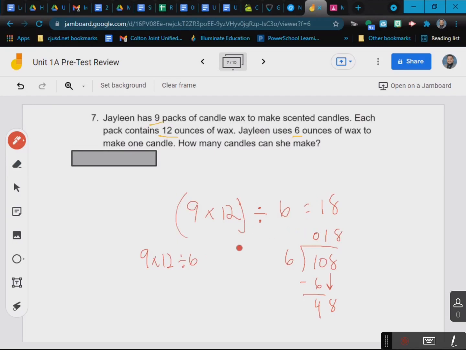So this whole thing is our answer. All right, this is what we should put in the blank spot. All right, that's number 7.